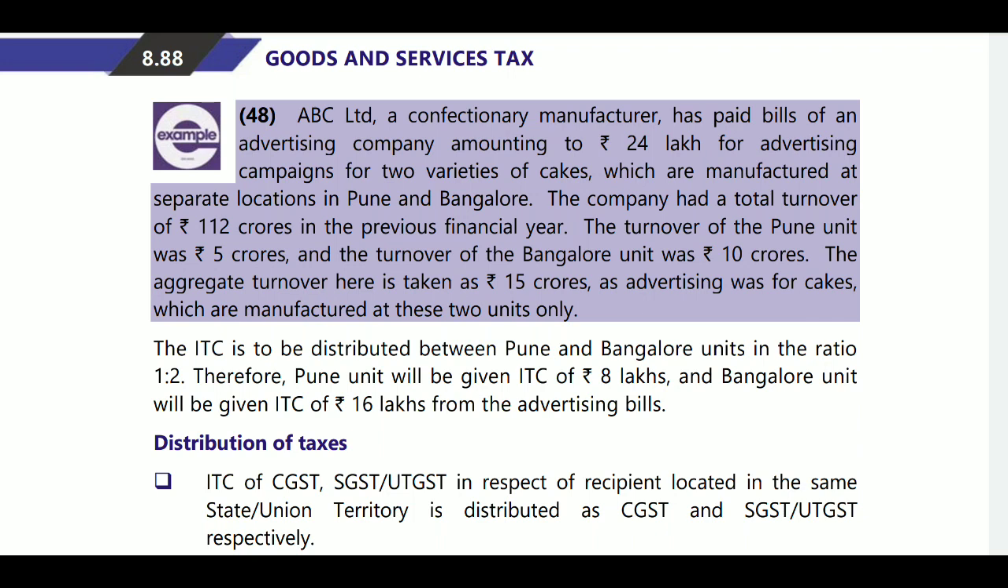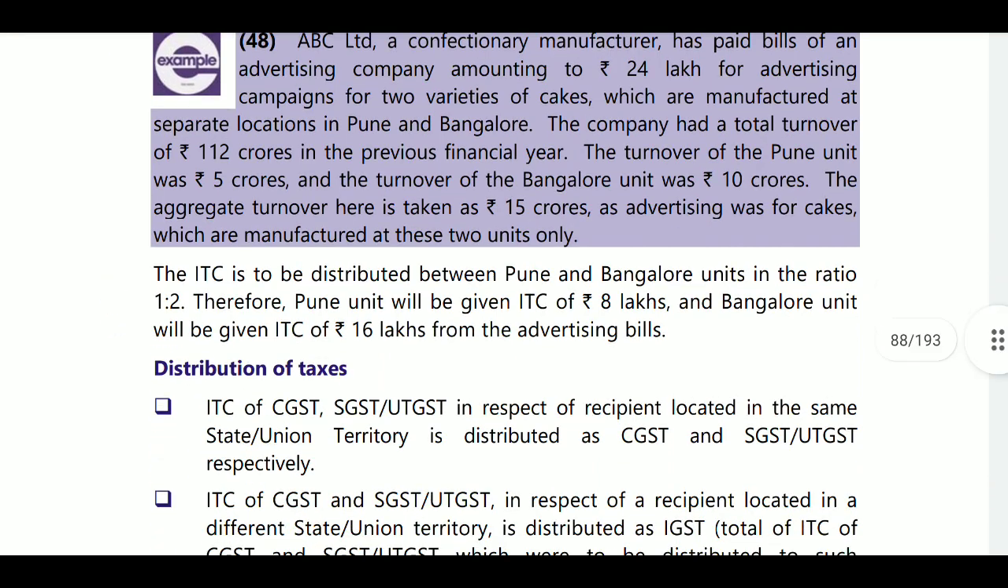The turnover of the Pune unit was 5 crores, and the turnover of the Bangalore unit was 10 crores. The aggregate turnover taken will be 15 crores. We will not take the company's total turnover. We will take only the recipients to whom the credit is being transferred, only these two units, that is 10 plus 5, which is 15 crores. The advertising was for cakes which are manufactured at the two units only.